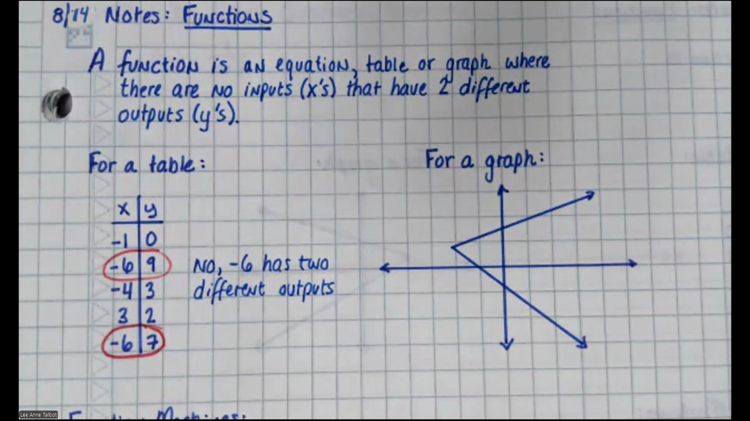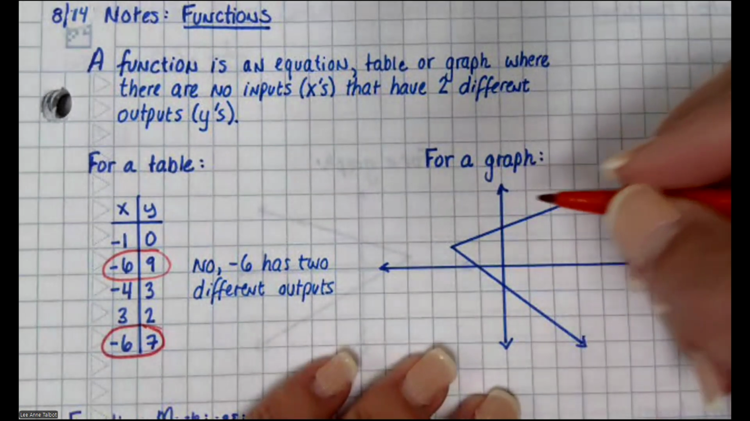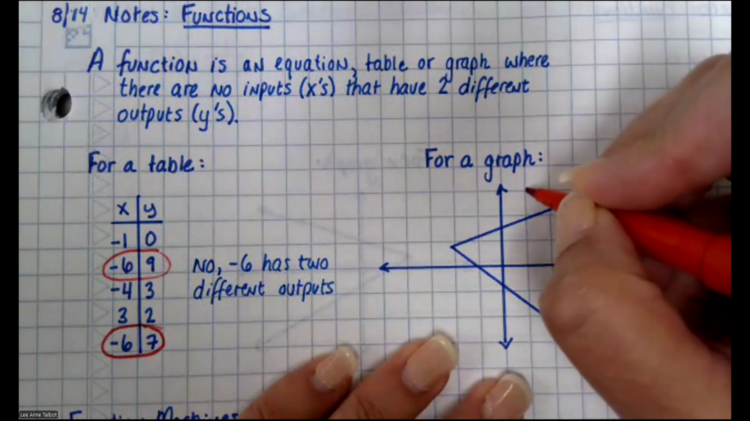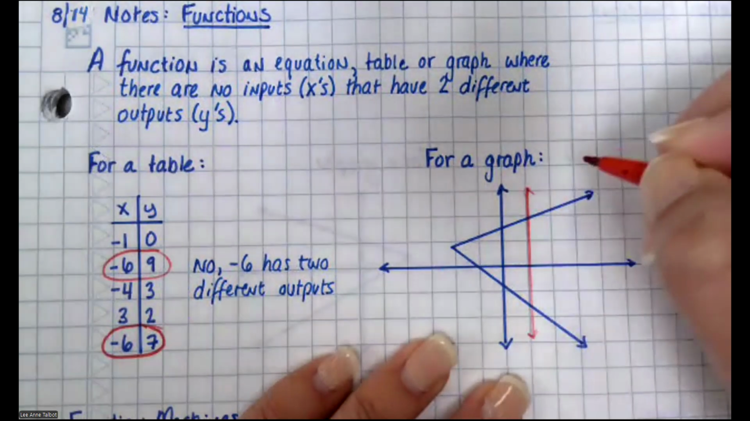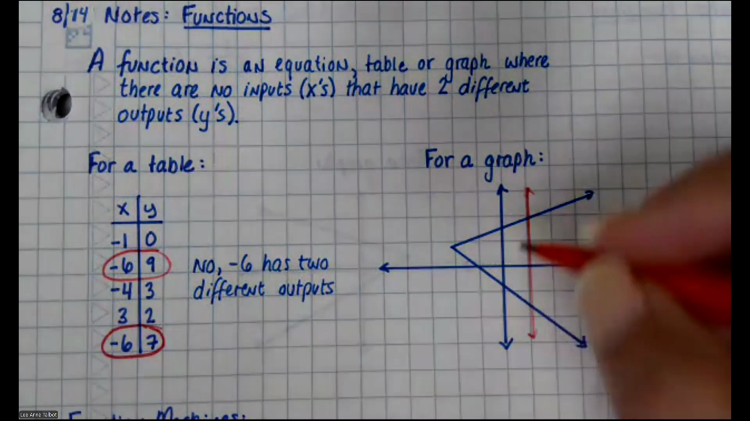Killing me, Sean. Okay. Graph. This one is where we're going to do the vertical line test. So I'm going to do just one because I only need one to show that it doesn't work. Not a function. Beautiful.